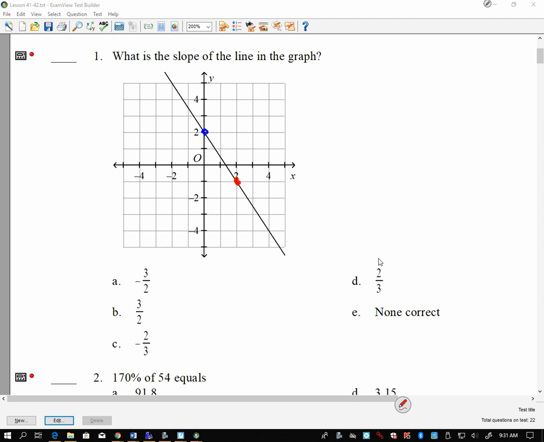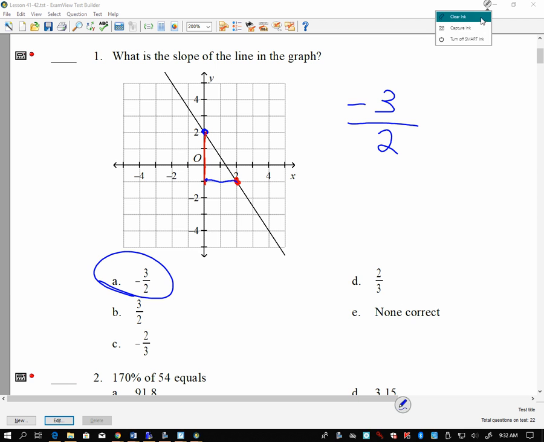Yeah? Count down. So in this case, I'm counting down 1, 2, 3, right? So in terms of my slope, what number goes on top? -3. And then I'm going to go over 2. So -3/2. Does that make sense? If it doesn't make sense, it won't do us any good. All right, hopefully that works for us.